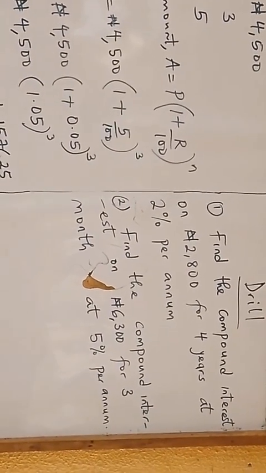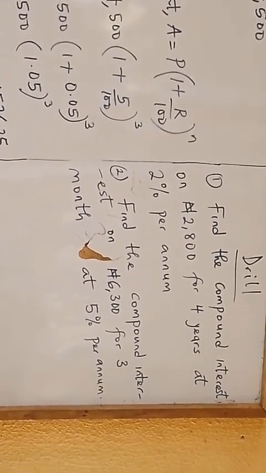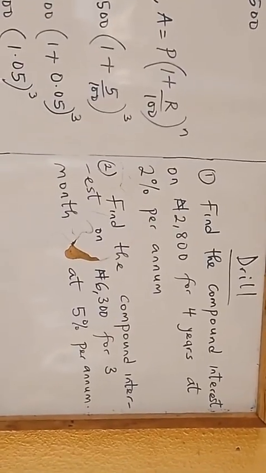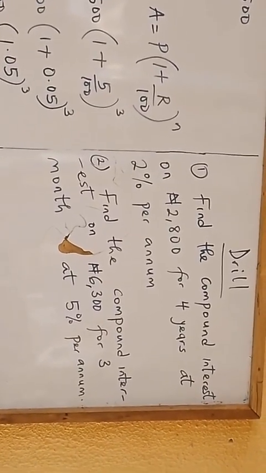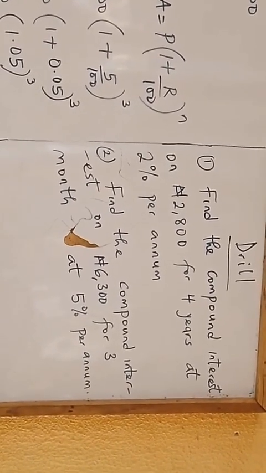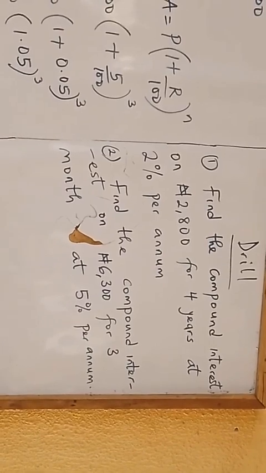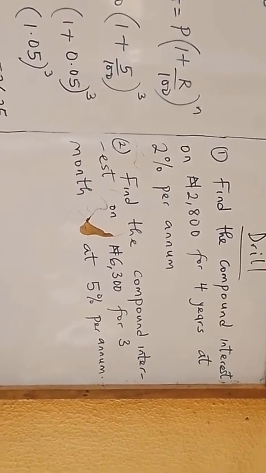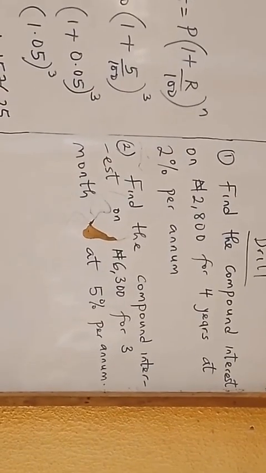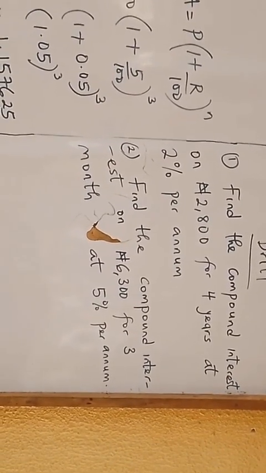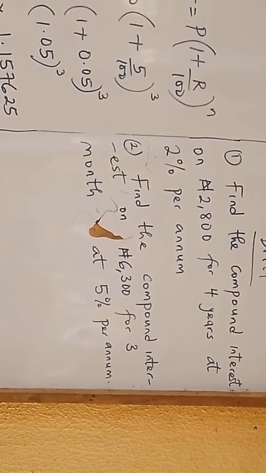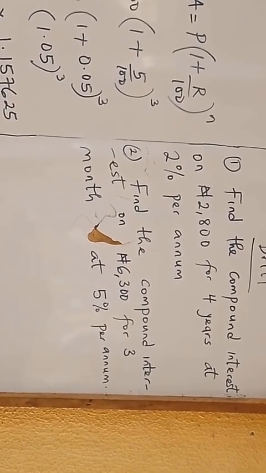So I want to encourage you to solve those 2 questions above. The first question says, find the compound interest on 2,800 naira for 4 years at 2% per annum. And question 2 asks us to find the compound interest on 6,300 naira for 3 months at 5% per annum. In that question 2, all what you need to do is to express 3 months in form of years. So you are going to have 3 over 12. Take note of that. So see your answers in comment section.